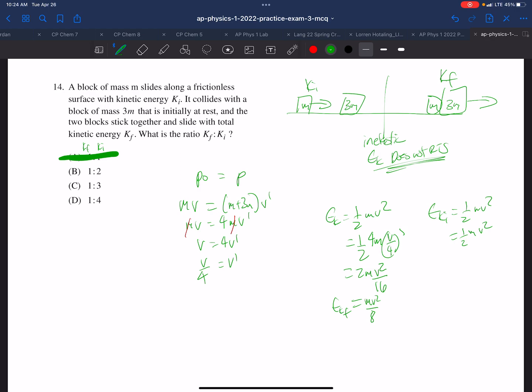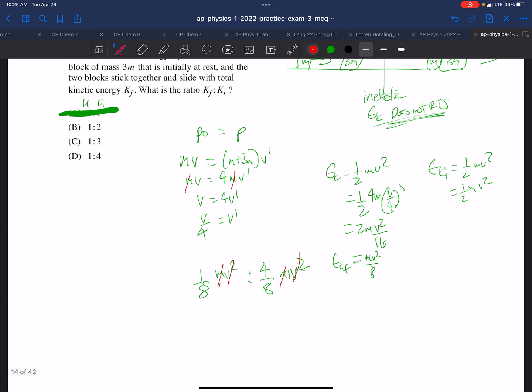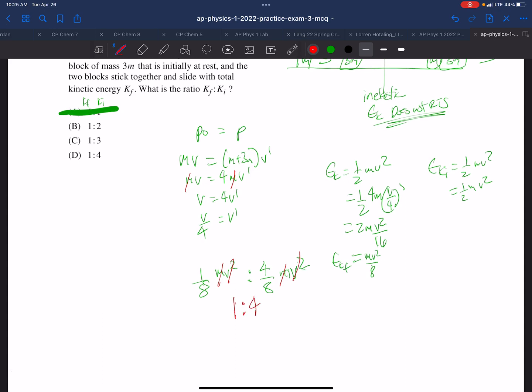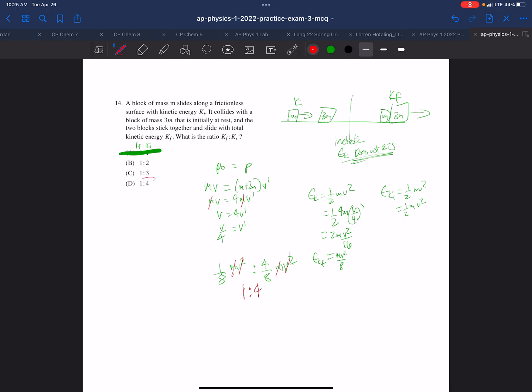So we want to know the ratio of the final to the initial. So we have 1/8 mv squared to 4/8, I'm going to convert that to eighths, mv squared. And so these m's drop, these v squareds drop, and we're left with 1/8 to 4/8, which is 1 to 4. Choice D.